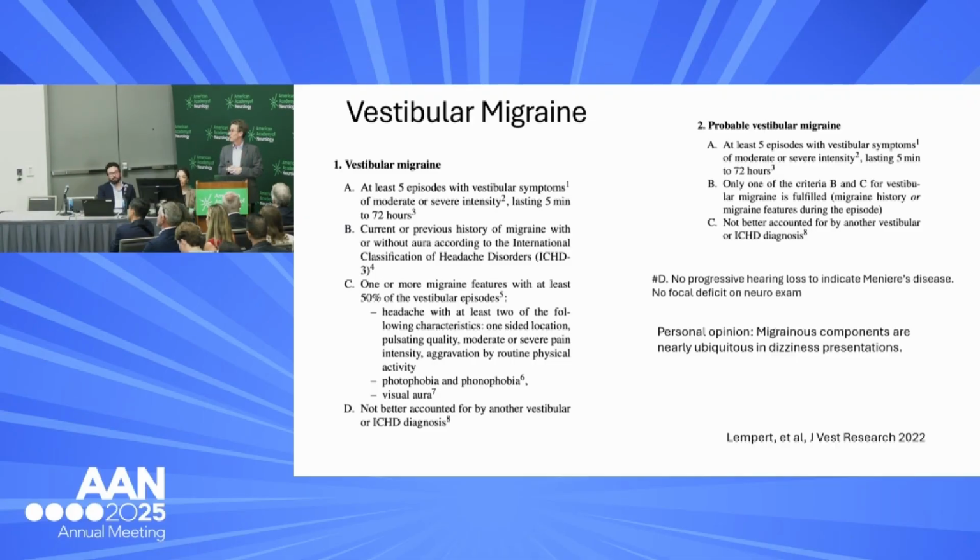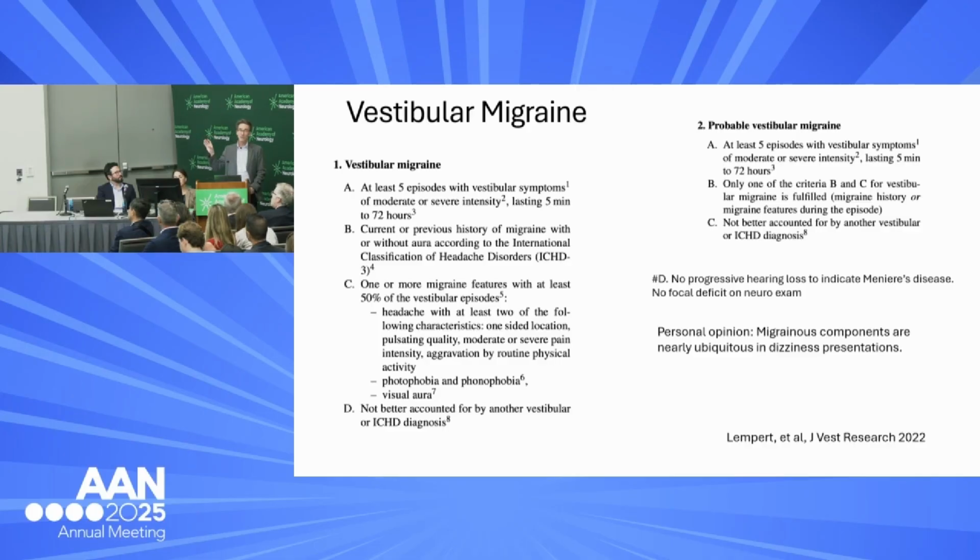The person usually has a current or previous history of migraine with or without aura, and with one or more migraine features with at least 50% of the vestibular episodes, and not better accounted for by another diagnosis, which is basically what you see on exams. So not accounting for something else by a better diagnosis is basically that there's not significant hearing loss, there's not ocular motor abnormalities, there's not an abnormal head impulse test, gait is normal. So we're basically looking at those things. And then probable vestibular migraine eases up on a little of these.